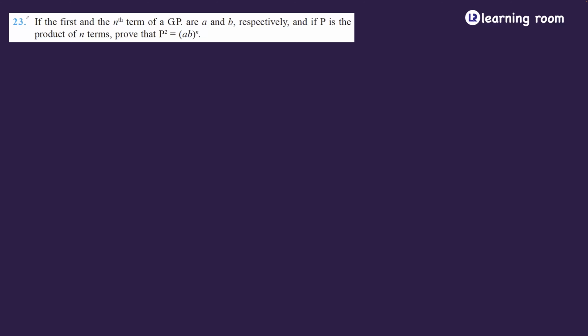So, the 23rd problem is, if the first and the nth term of a GP are small a and b. So, let the first term be small a, as they have given it here, and the common ratio be small r. So, a is given, r is assumed by us. Right. So, what did they say? The nth term is a r power n minus 1, so a r power n minus 1 is equal to b.